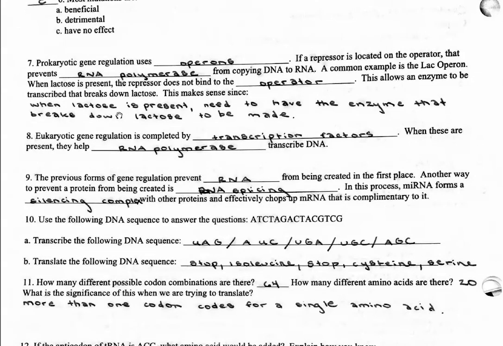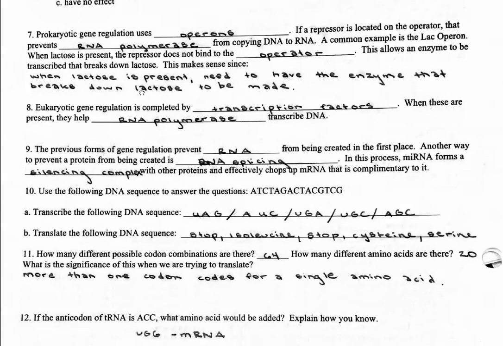The other example was with tryptophan, I believe. And with that, if tryptophan is present, then this transcription is turned off. And the reason why that makes sense is that what's being made is tryptophan. So if I already have plenty of tryptophan, why make more? And so that's what happens. When tryptophan is present, it's turned off. So it's the exact opposite of the lac operon.